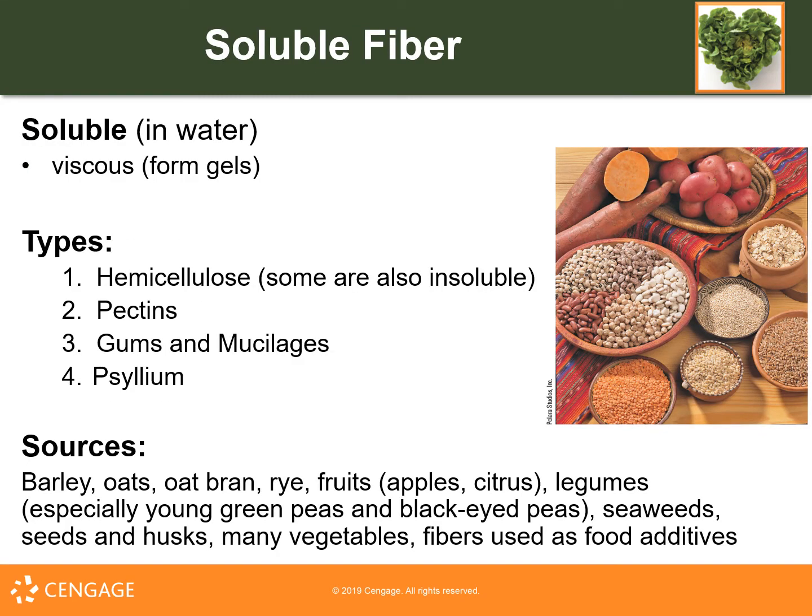Soluble fiber. Soluble, non-starch polysaccharides that dissolve in water to form a gel. For example, pectin from fruit helps thicken jelly. Types of soluble fiber include hemicellulose, pectins, gums and mucilages, as well as psyllium. I'll let you read the sources.